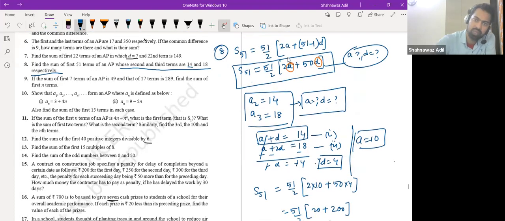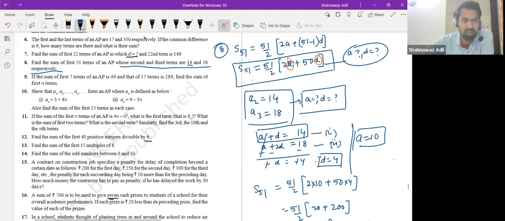Okay, understood. So please note it down. Then the ninth one. Okay, so we'll do this ninth one and then the 10th one.